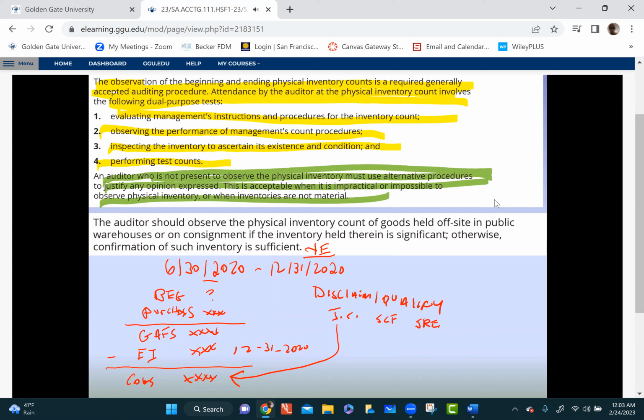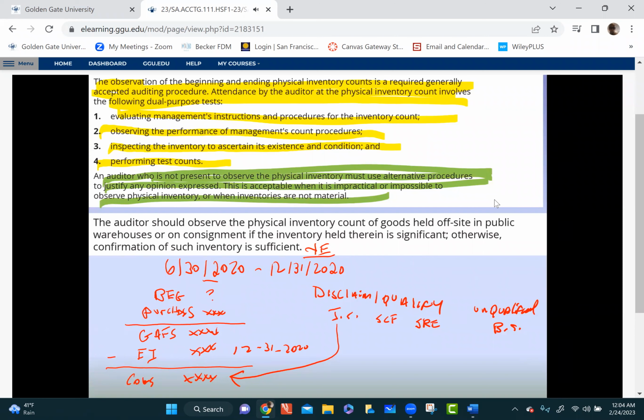You could potentially give an unqualified opinion on the balance sheet because you were there at 12/31 to see that inventory, right? So maybe you can give an unqualified opinion on the balance sheet, but these other statements you might have to disclaim or qualify on. So they want you to be there. In a situation like this, that would probably be the outcome.